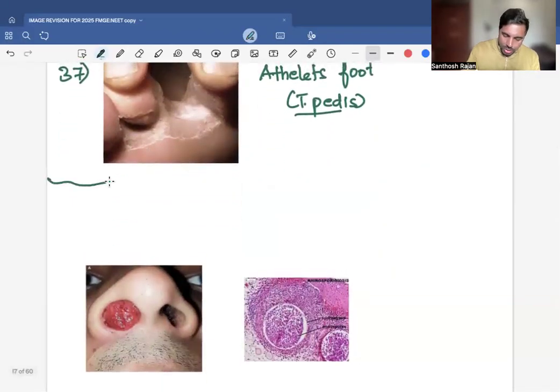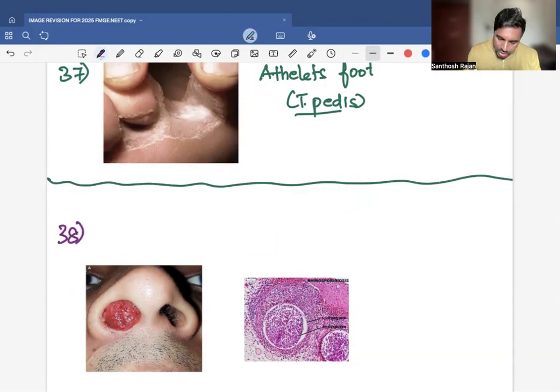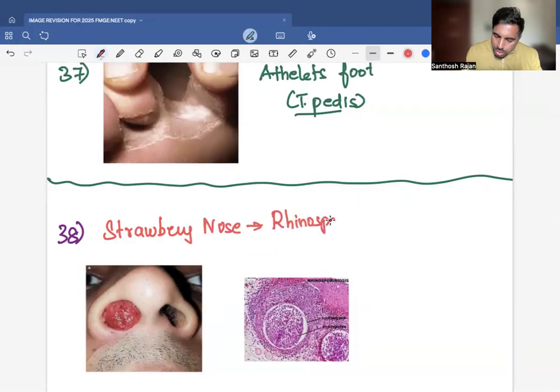Now, another fungus we are going to discuss, one of the subcutaneous fungi. Frequently asked question. When you see the picture only, you must already be so happy. This is a strawberry nose. When you see the strawberry nose, automatically you should think about what? Rhinosporidium seeberi. Okay. Seeberi.